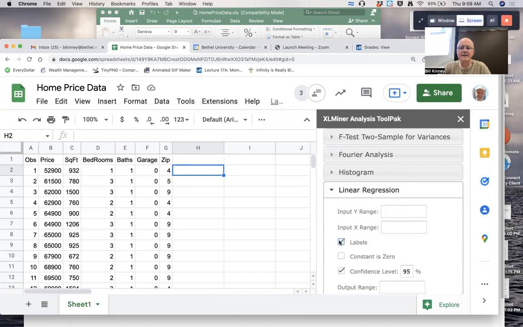Click the labels box. Can you, when you're viewing it, so I shared it with you for a view, can you see what I'm doing live? Okay.